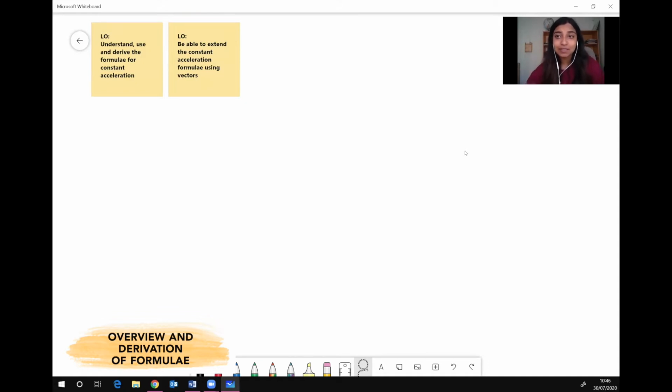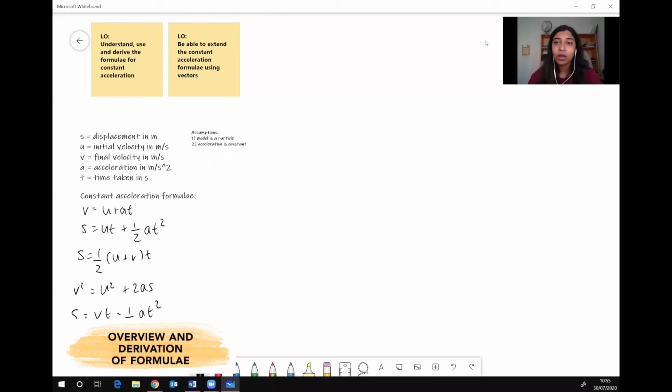But let's get started. So if you are modelling a particle, a moving object which has constant acceleration, there are 5 different equations that we can use to model these. These are also called the SUVAT equations because they use these 5 terms of SUVAT.